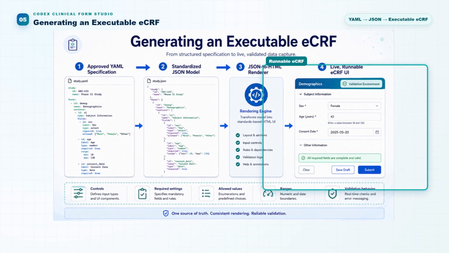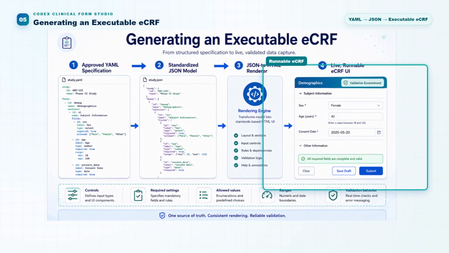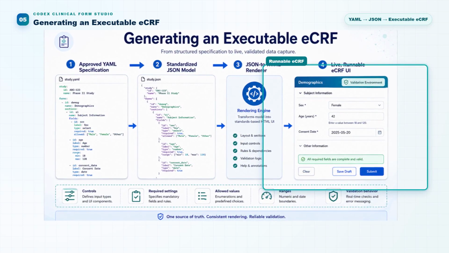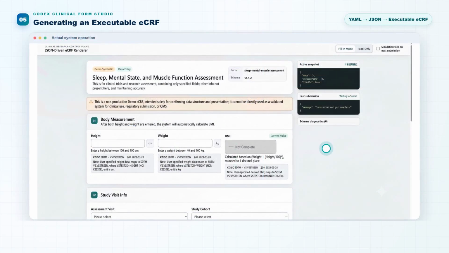After approval, the form generation skill converts YAML into standardized JSON. The JSON to HTML renderer generates an executable eCRF with controls, required settings, allowed values, ranges, and validation. The form first enters a validation environment for clinical review.